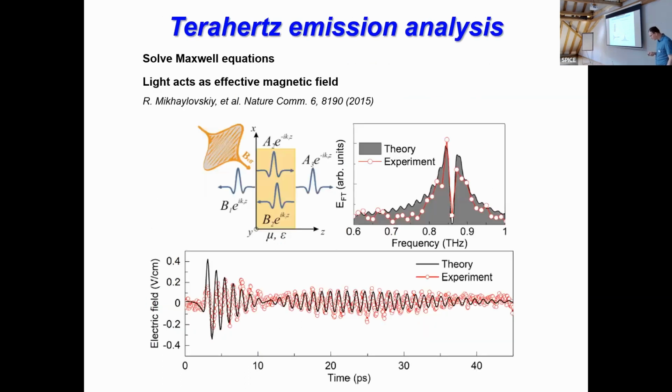So we can also apply similar analysis to the emission geometry. Here, of course, we need to have a model for the laser-driven excitation. So we do it in a very simple way. We assume that light acts as a pulse of effective magnetic field, which follows the envelope of the laser pulse.